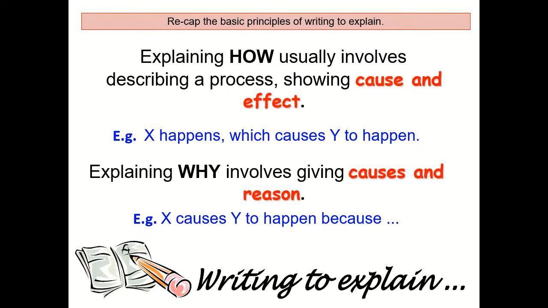Explaining how usually involves describing a process, showing cause and effect. That means saying why something happens. What happens if you do something, then something else will happen. X happens, which causes Y to happen. I open the window, which causes cold air to come in, which makes the classroom colder.